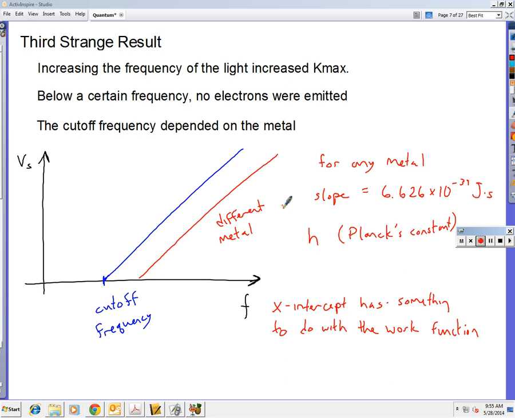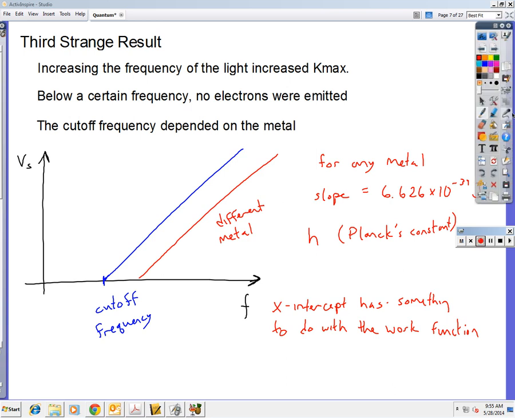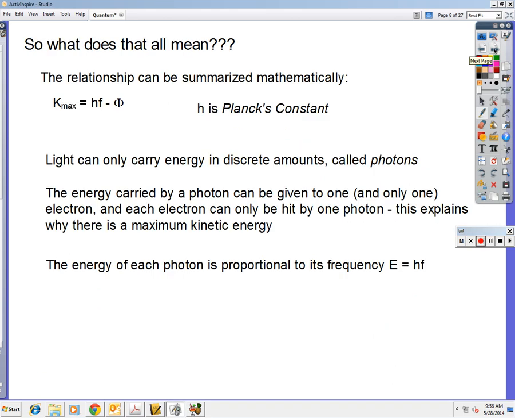And we also found that that maximum energy depended on the frequency of the light. So high frequency light can give an electron more energy than low frequency light can. And remember, the graph looked like this. The energy given by the light to the electron turned out to be linear with the frequency.